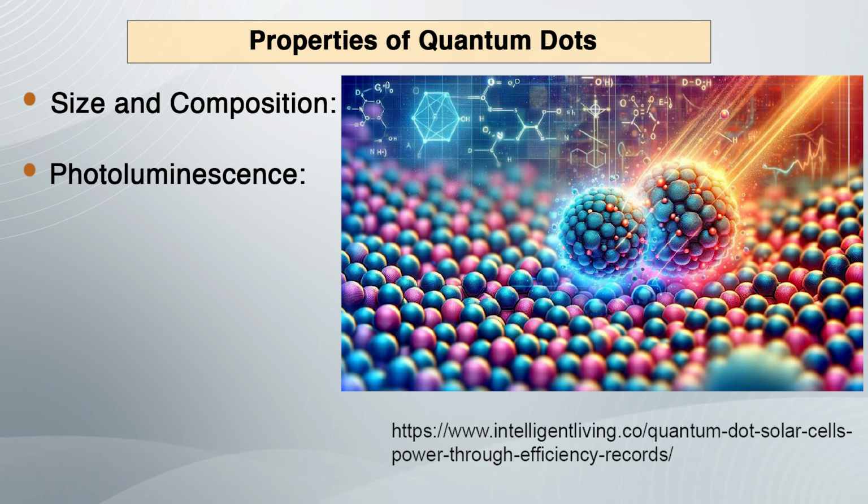For instance, quantum dots of different sizes can emit a range of colors from blue to red, making them useful for various applications that require precise color control. The tunable photoluminescence is due to the quantum confinement effect, which restricts the movement of electrons and holes within the dot, leading to discrete energy levels and specific emission wavelengths.